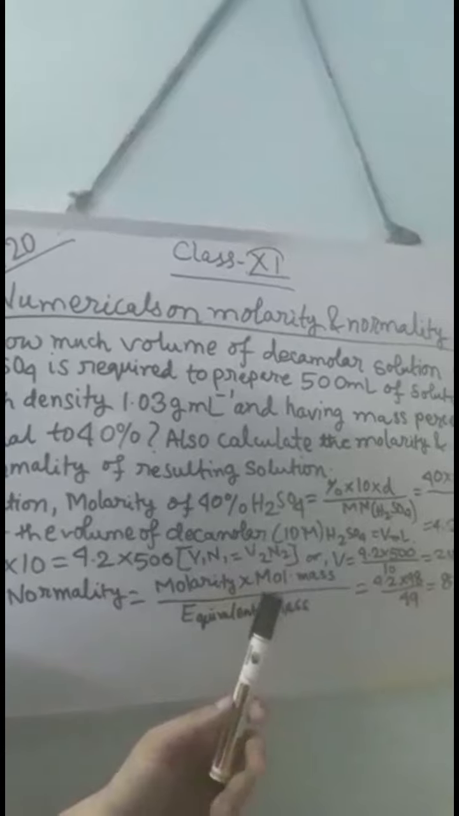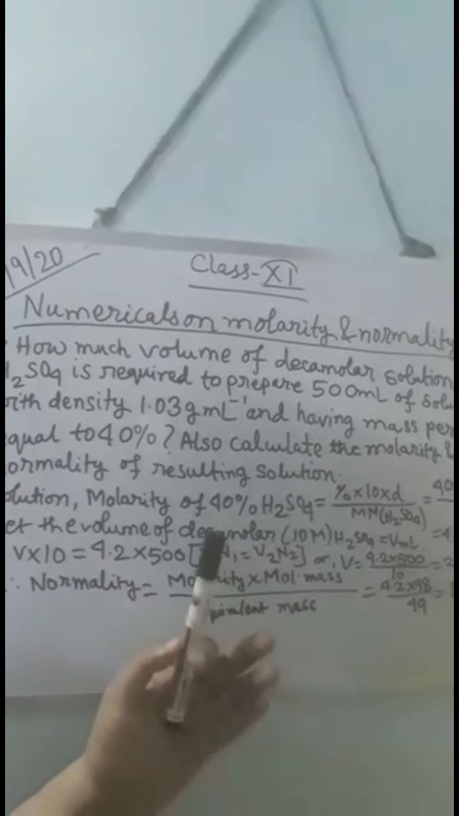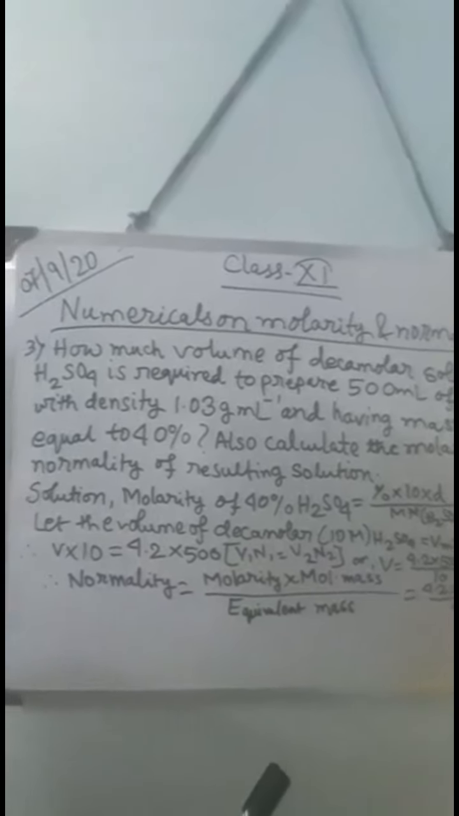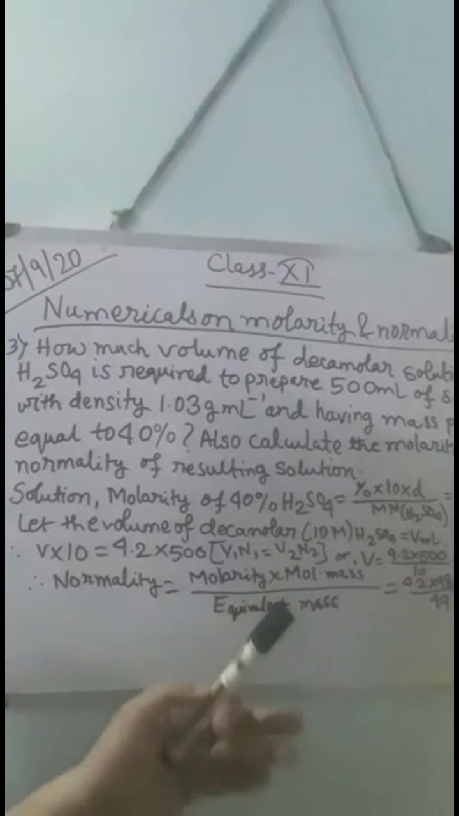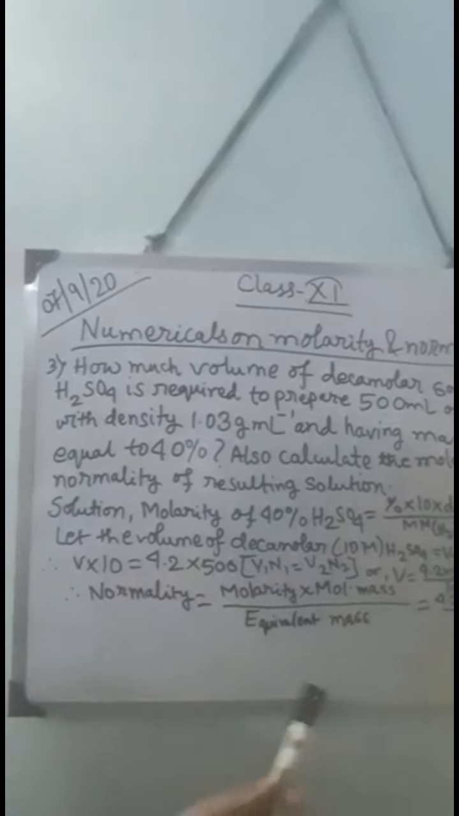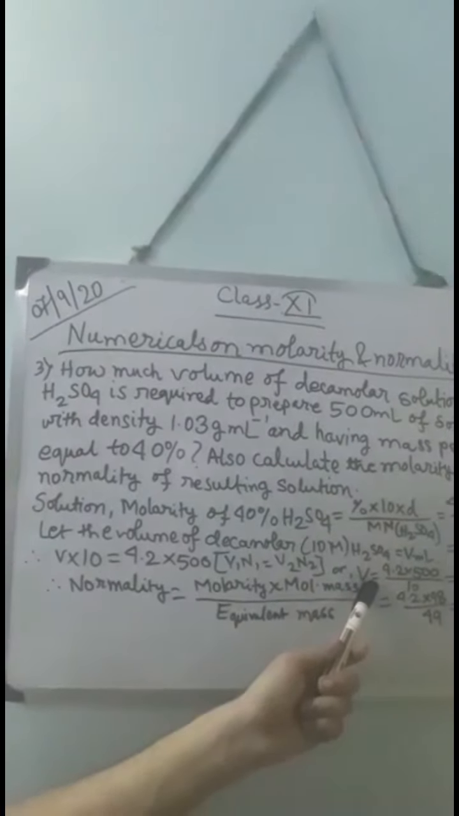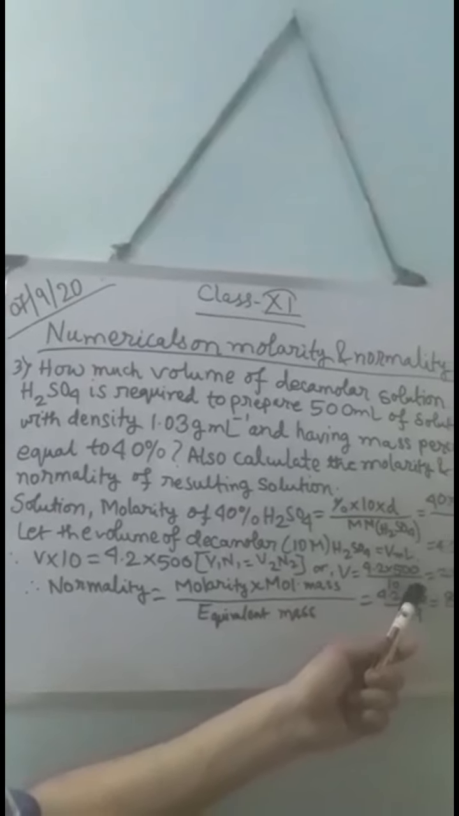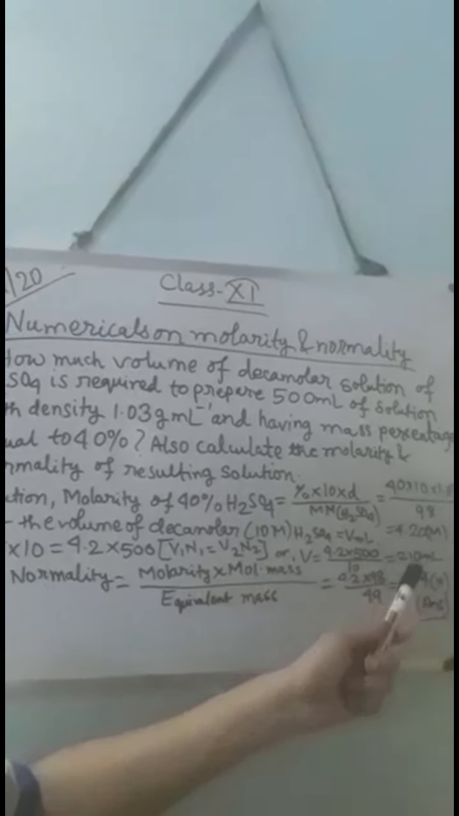This is called the dilution formula or the neutralization formula. Clear? This formula is required in different situations, like when you are diluting a solution or when you are neutralizing an acid and a base. So V is equal to 4.2 into 500 by 10, that is 210 milliliter.